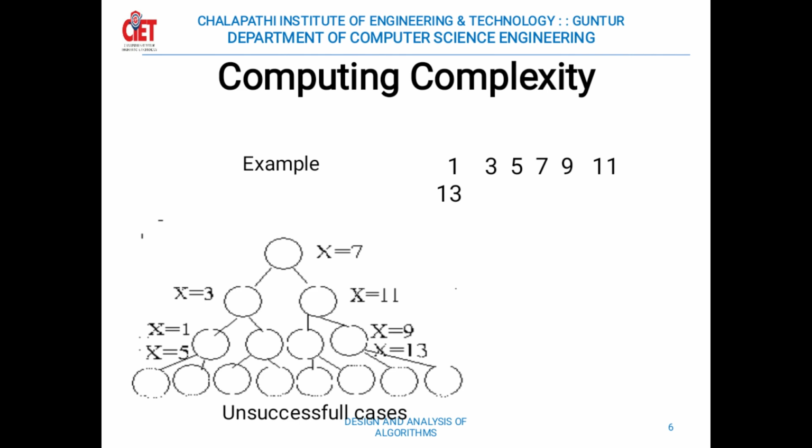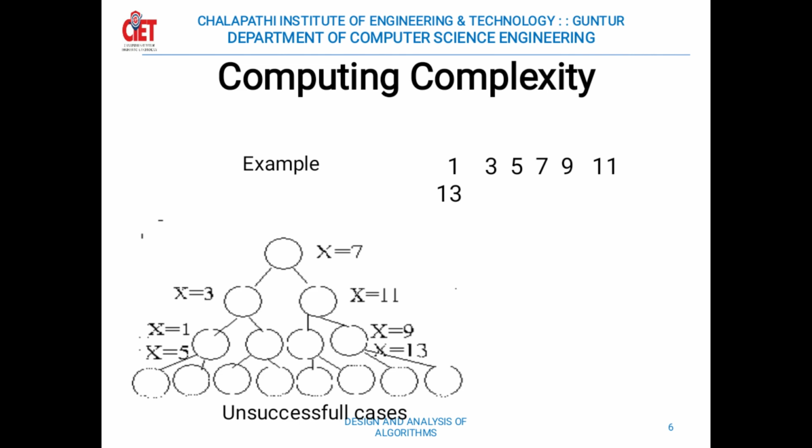So the element at index 3 is 7. Now compare whether x is equal to 7. If it is true, it returns 7 and stops the search. If it is not equal, then expand the search either to the left side or the right side. If it is less than 7, expand towards the left. If it is greater than 7, expand towards the right. So on the left side, x is compared with 3. Again it verifies, then 1 and 5.